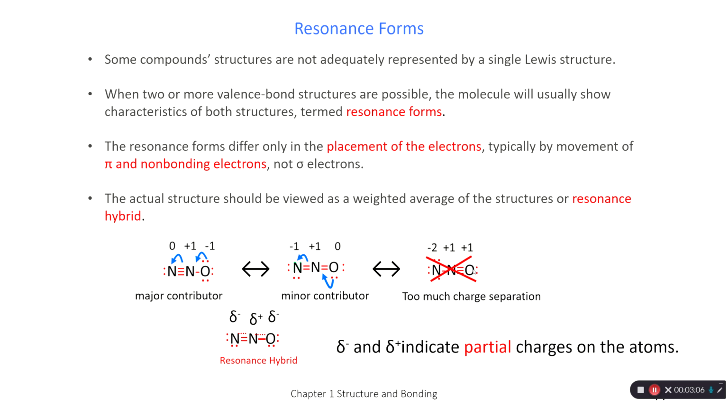The third Lewis structure that we considered previously showed a -2 on one of the nitrogens, and we decided that was too much charge separation to be an important contributor. So in this case, we have two resonance contributors, and one's a major contributor. This is probably the most accurate way of drawing it. But there's also a minor contributor, which shows a negative charge also on the nitrogen over here.